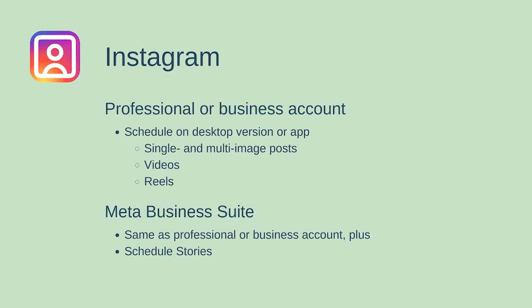With a professional or business Instagram account, single image and multi-image posts, as well as videos and reels, can be scheduled natively in the app or desktop version, as well as in the Meta Business Suite. Note that Instagram stories can only be scheduled using the Meta Business Suite.